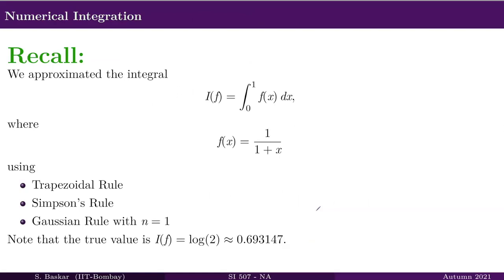Recall in this section on numerical integration, we basically concentrated on four quadrature rules: rectangle rule, trapezoidal rule, Simpson's rule, and Gaussian rule with n equal to 0 and 1. N equal to 0 actually gives rise to the midpoint rule also. Out of all these methods, we particularly applied trapezoidal rule, Simpson's rule, and Gaussian rule with n equal to 1 for this example. Let us summarize what we have obtained through these three rules.